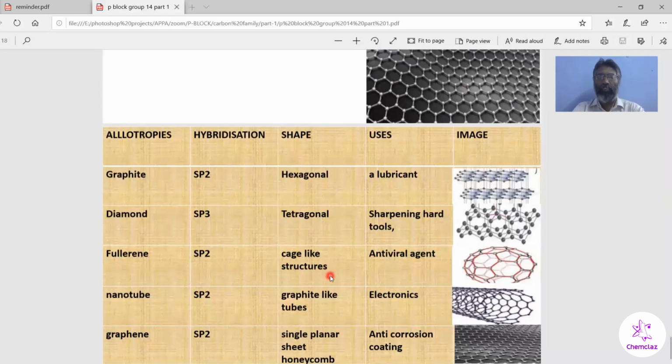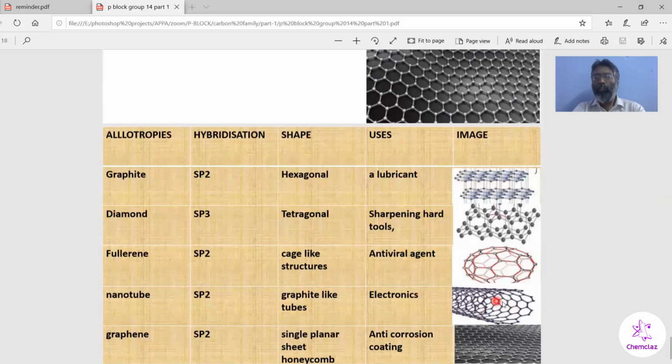Cage-like structure. Uses: antiviral agent. Fullerene is used as an antiviral agent. The nanotube, this also is sp2. So except diamond, all allotropic forms have sp2 hybridization and hexagonal arrangement. Only diamond has a tetragonal arrangement. So nanotube: sp2 hybridization, graphite-like tube, used in electronics.